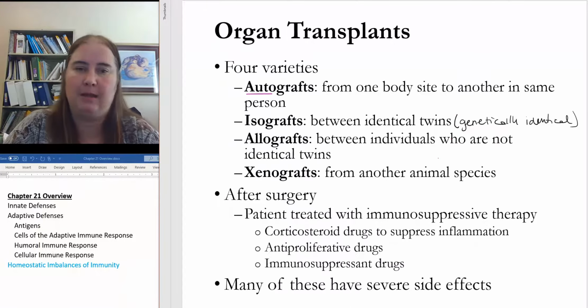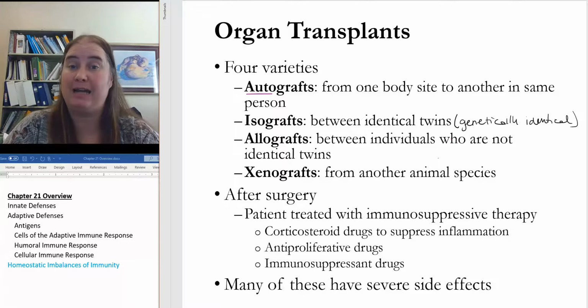Okay. Allografts. These are the most common types of grafts when we think about an organ transplant. This is taking an organ or a structure from one person and transplanting it into another individual that is not an identical twin. And then xenografts are actually cross species.